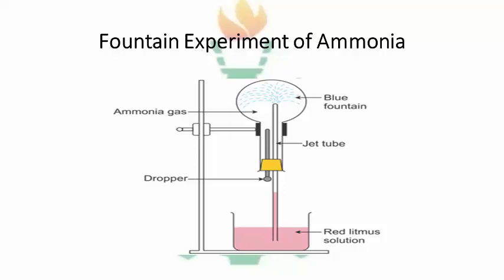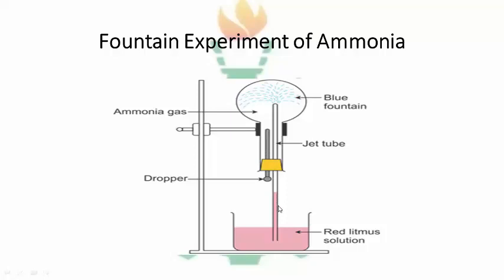Now, this is a solution of red litmus, and a jet tube is directly attached into the red litmus solution. Now, this conical flask contains ammonia gas. Water is added to this region of the ammonia gas using this dropper.